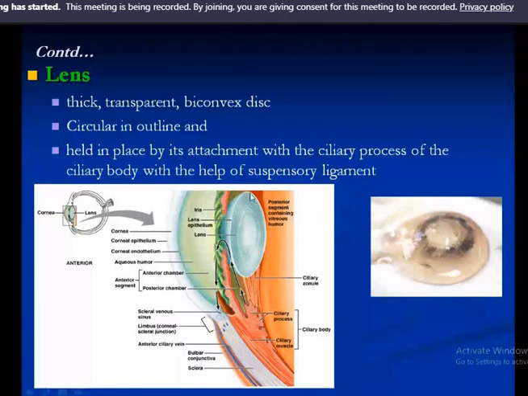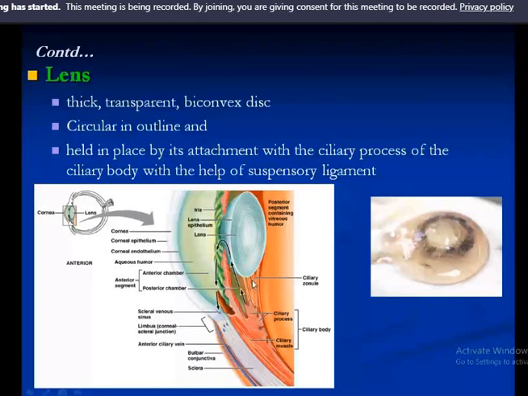Now what is the support of the lens? Mainly it is kept in its own position by the suspensory ligament of the lens. You can see the suspensory ligament. This suspensory ligament is attached on either end of the lens, and it is attached to the ciliary process. Now when the ciliary muscle contracts, the suspensory ligament gets relaxed.